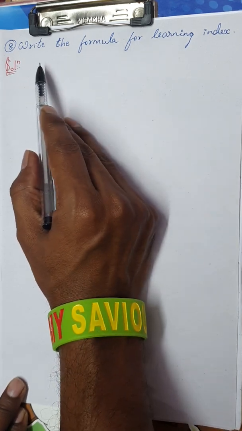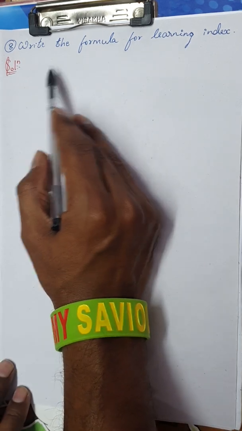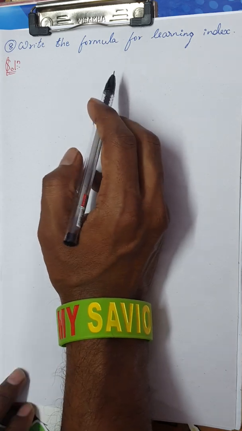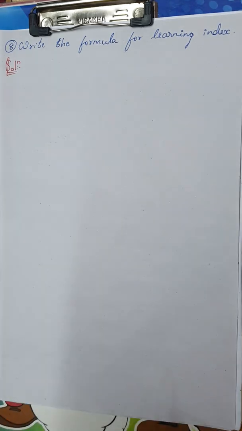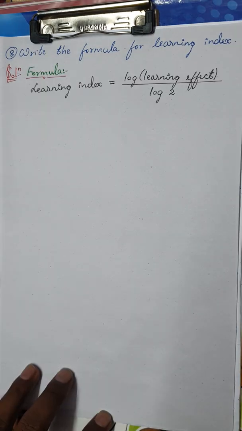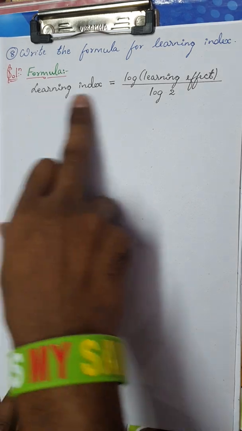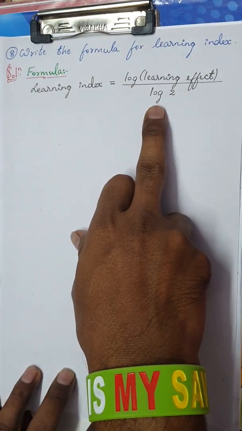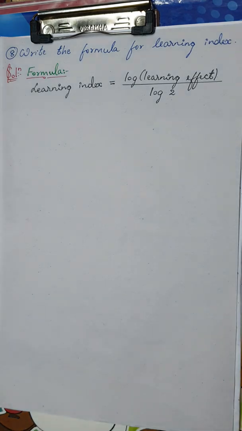We all know the formula for learning index is equal to log of learning effect divided by log 2. Is it clear? A very simple formula. You need to remember it. So it's a straightforward formula. The formula for learning index is log of learning effect divided by log 2. That will be enough to give you 1 mark. And shall we go to question number 9?